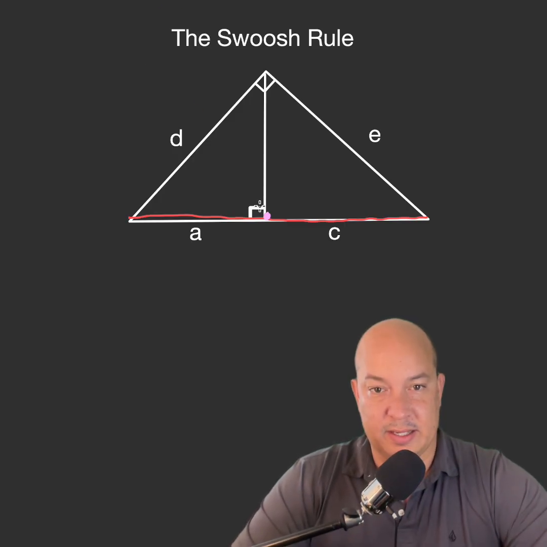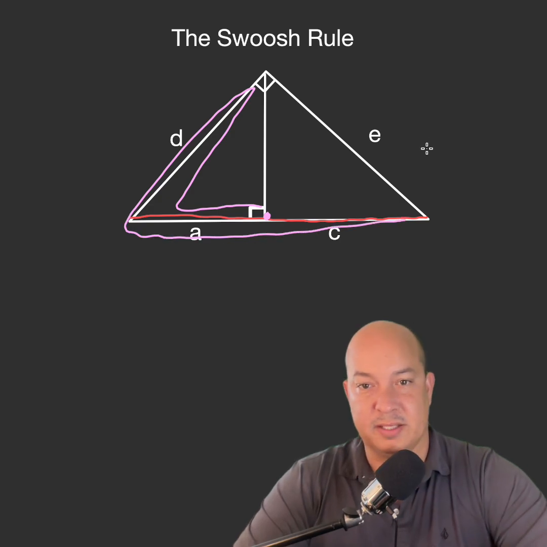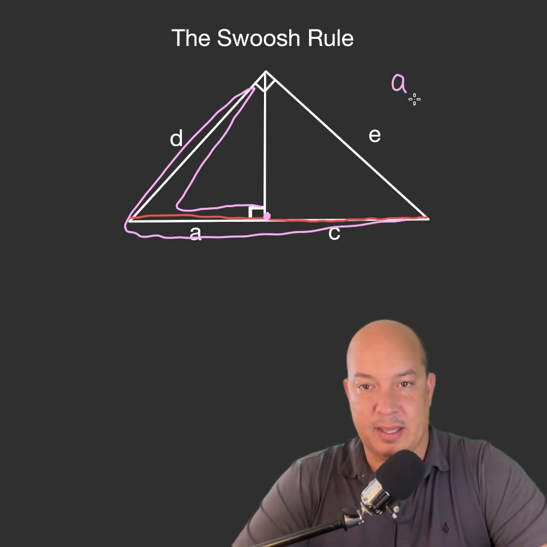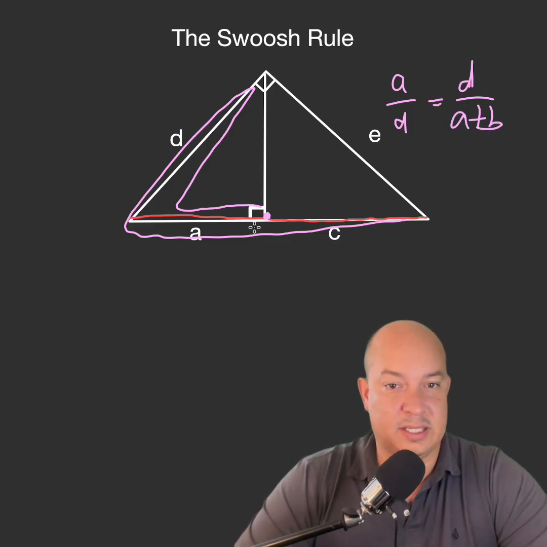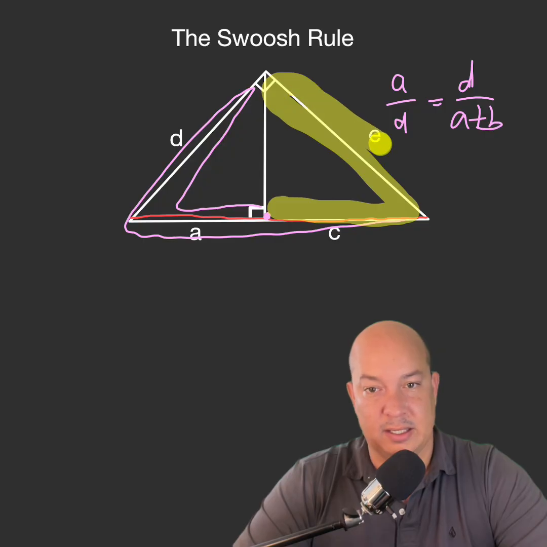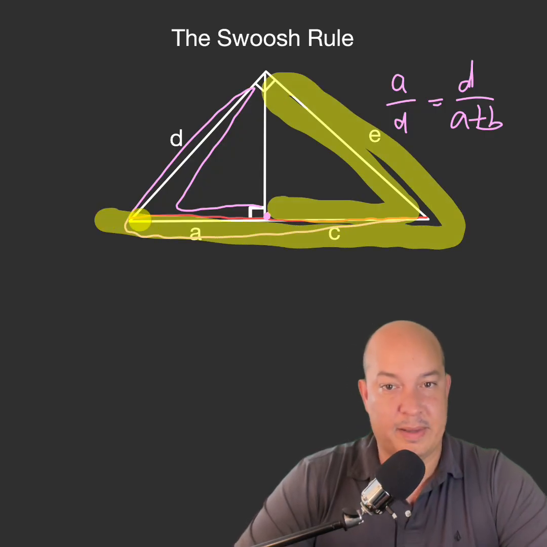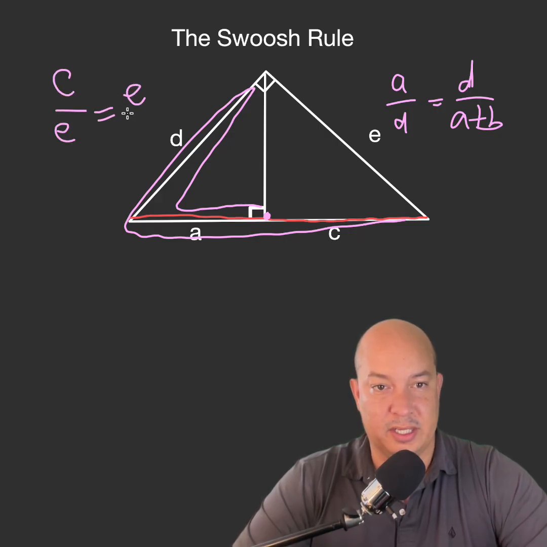We can say A over D equals D over A plus C. So let's write that. A over D equals D over the whole hypotenuse. And just like the T rule, it can be done in the opposite direction as well. We can say C over E equals E over the whole hypotenuse that way as well. So let's write that. Let's say C over E equals E over the whole hypotenuse.